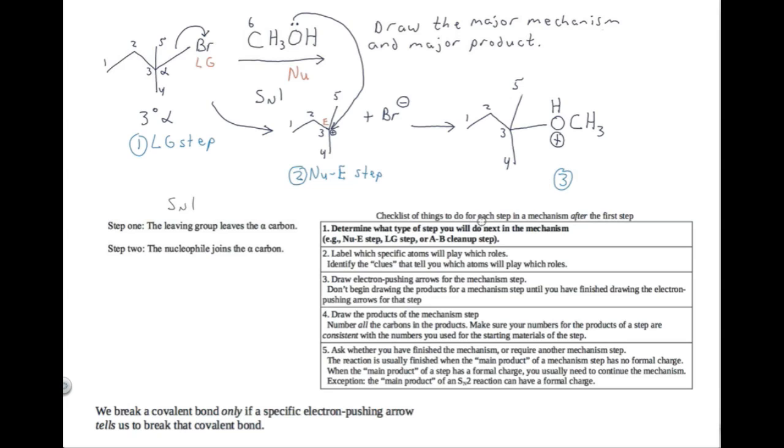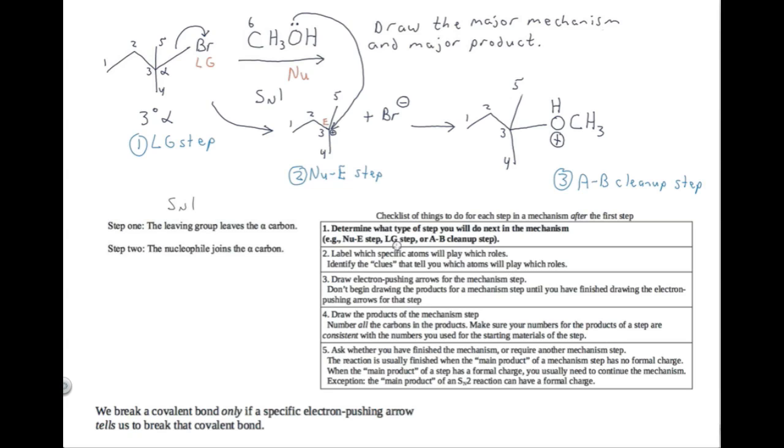So let's do this checklist all over again. Again, we should determine what type of step we're going to do next. Well, a common pattern is if you do the nucleophile electrophile step and there's still a formal charge, the common pattern is to do an acid-base cleanup step to get rid of the formal charge. So we expect now that we need an acid-base cleanup step to clean up the formal charge that was left over from our nucleophile electrophile step.